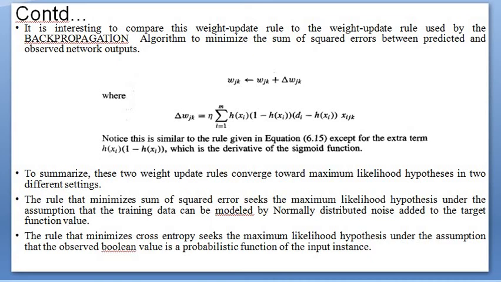This equation contains h of xi, that is the hypothesis value, and 1 minus h of xi, that is a non-hypothesis value also, to minimize the square error in the equation.